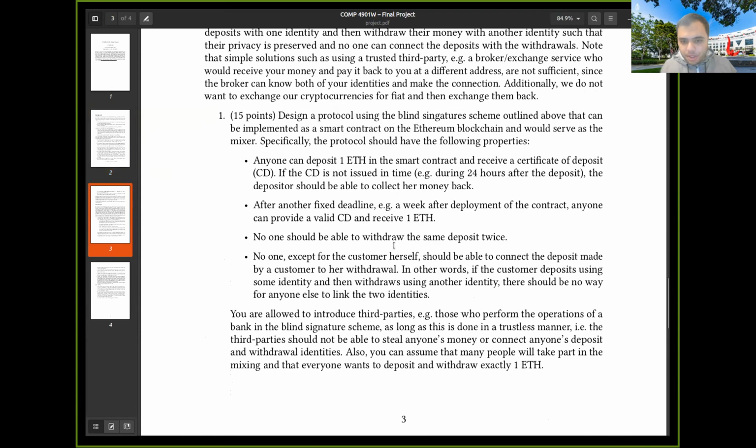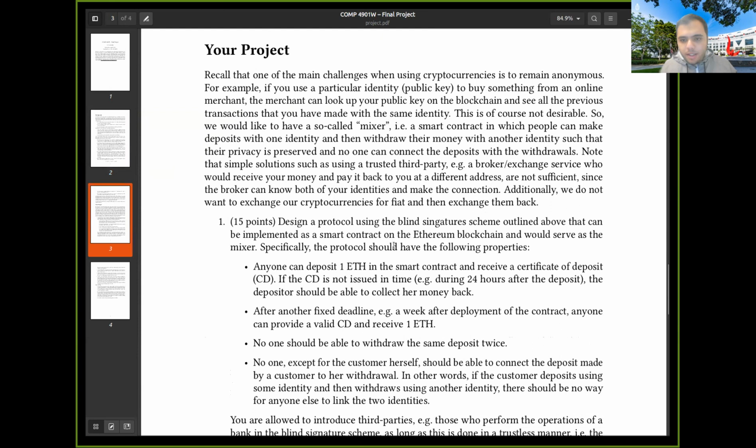So we are really trusting the bank in this system. But now what's your project? Your project is something a bit more complicated. So what I want you to do is implement a mixer. And we've seen examples of mixers in our homeworks before. So a mixer is basically a smart contract where anyone can deposit some money. And let's say that we fix the amount of the deposit. So let's say anyone can deposit 1 Ether in this smart contract. And then let's say that they can collect it back using a different identity.